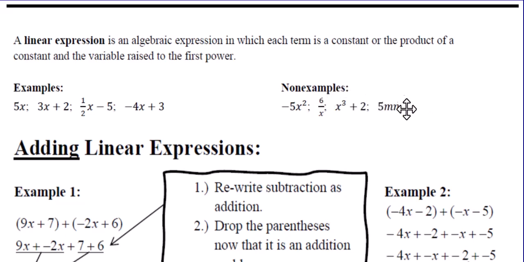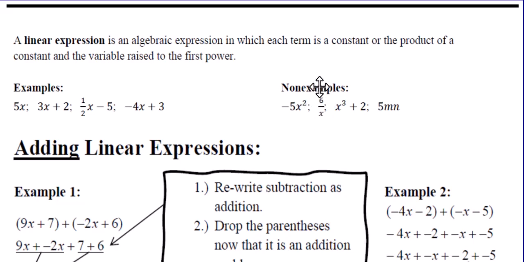Now, this last example, the reason why it's not a linear expression is that your m and your n are being multiplied. Those variables are being multiplied rather than being in separate terms. So if we said 5m plus n, that would be fine, but not having 5mn all being multiplied.